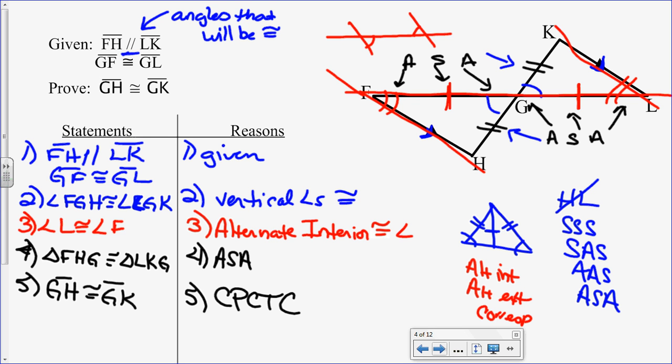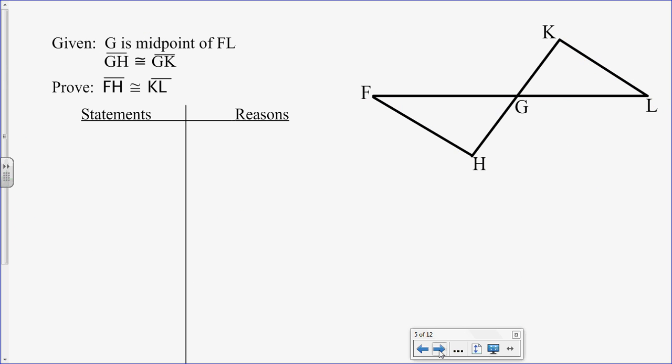All right. Everybody good with this one? Not quite? One more time to write? Okay, here we go. Next example, I need you to change it for me a little bit. I need you to make your sheet match mine. We're trying to prove FH is congruent to KL. Segment FH congruent to segment KL.